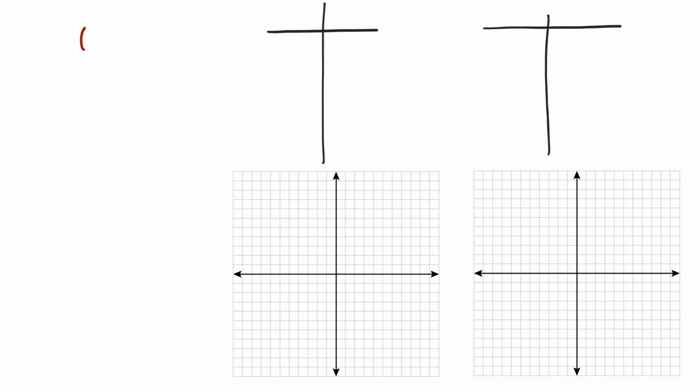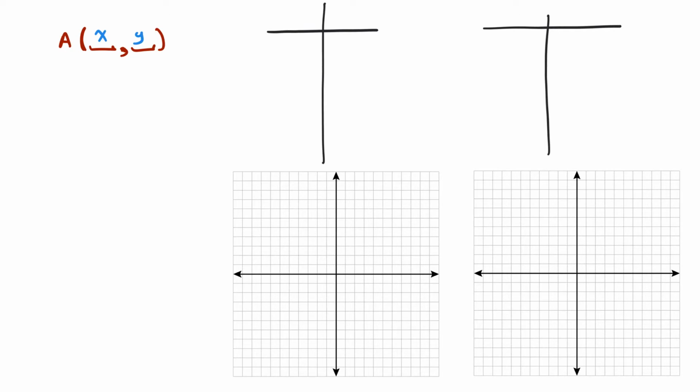So let's look at what a point is again. Here we have a point. This could be any point. Let's call it point A. And it will have an x coordinate and it will have a y coordinate. So it will have an x value and a y value.